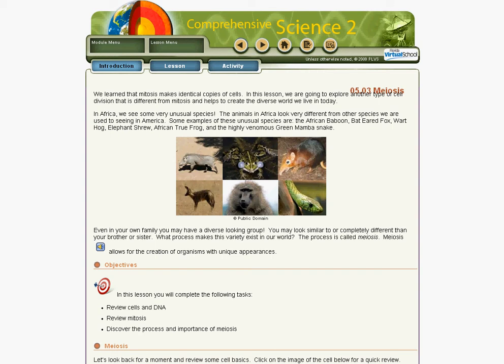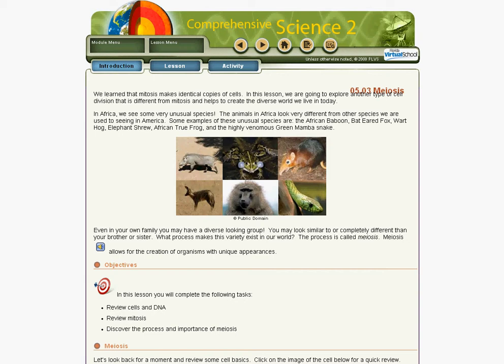5.03 Meiosis. We learned that mitosis makes identical copies of cells. In this lesson, we are going to explore another type of cell division that is different from mitosis and helps to create the diverse world we live in today. In Africa, we see some very unusual species.